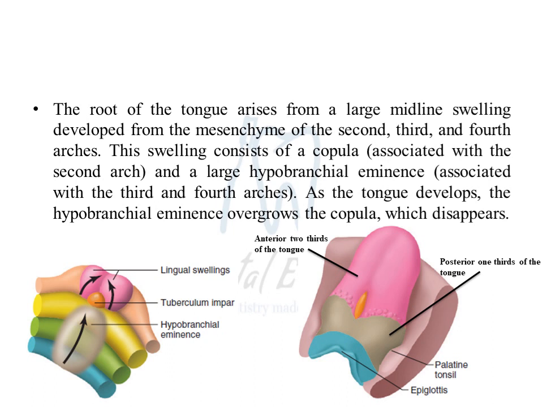initially? A first swelling known as the copula, which is associated with the second pharyngeal arch, appears first. But that is a very small transient swelling, so it is not visible in the images which we see here. You can see no copula is represented in the image which we are looking at the moment. So later on, a large swelling known as the hypobranchial eminence appears. You can see this swelling. This overgrows over the copula. This hypobranchial eminence mainly originates from the third pharyngeal arch and partially involves the fourth pharyngeal arch as well.